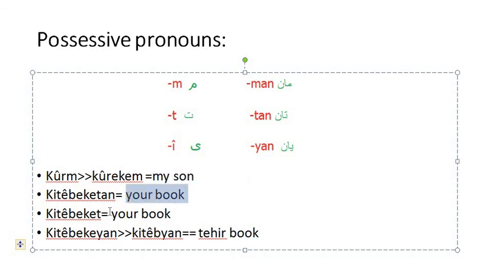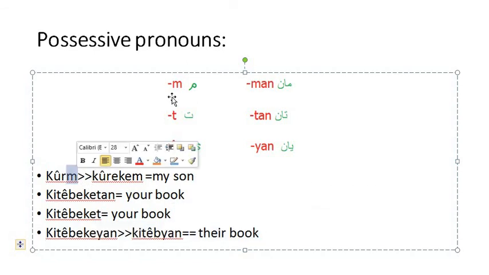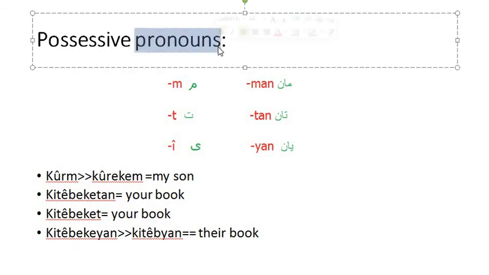Ktabakatan means your book. Ktabaket also means your book, but ktabakatan is plural, and ktabaket is singular. Ktabakan or ktabiyan, but ktabakan is more correct, means their book. So basically, see, kurum, I added m. Kurakam, I added m, but aka here is the definite suffix. Ktabakatan, we have tan, and aka, as I explained. Ktabaket, we have t, but aka is, as I explained. But yan, this is a possessive ending, not a possessive pronoun though.